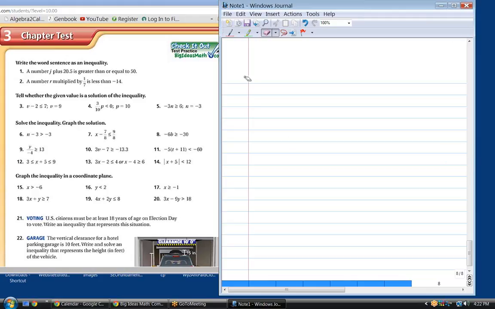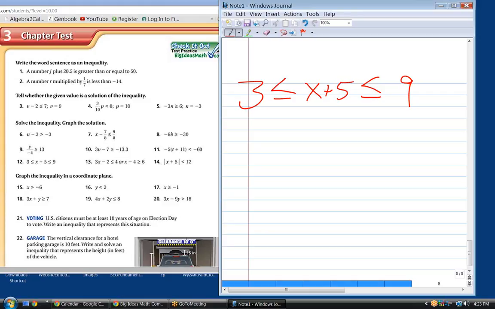Let's look at 12. 3 is less than or equal to x plus 5, which is less than or equal to 9. How do I solve this for x? So you would do everything to both sides of the equation? Yeah, you can treat it just like a regular inequality, even though there's two inequality signs.